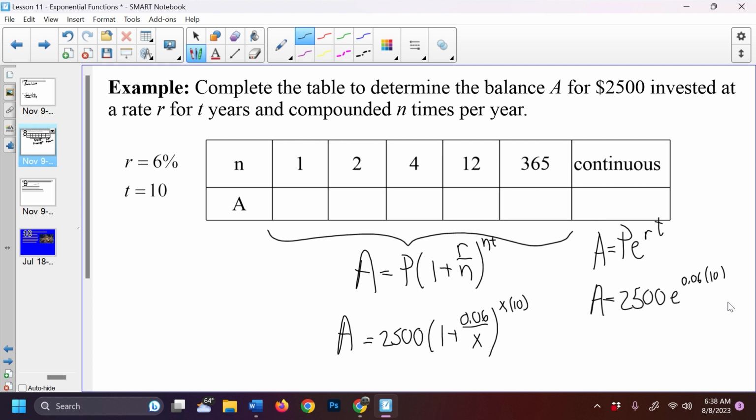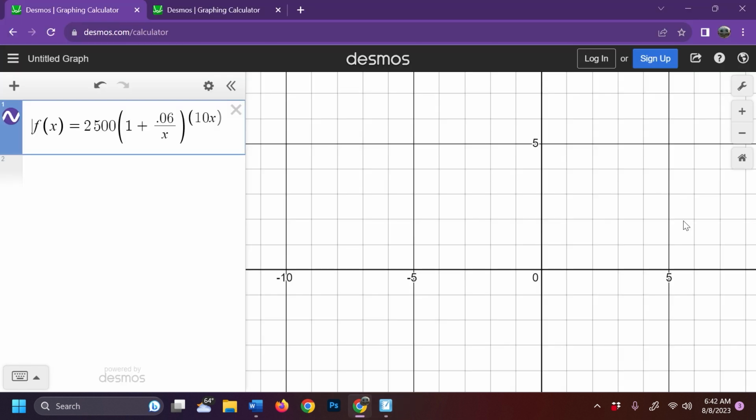I have no variables on this, so that thing I'm just going to calculate. Let's go back to Desmos. And so here we have our function, and it's not going to show up in the graph because the y-intercept is 2,500, so we're not going to look at it because that's not what we're looking for.